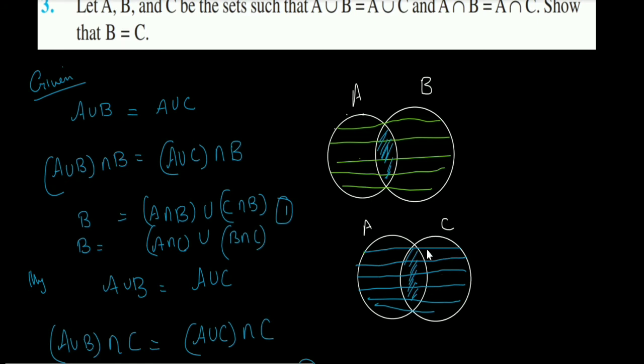A union B is equal to A union C, and A intersection B is also equal to A intersection C. And already A and A are equal. What is left? B and C. So B will be equal to C. It's very clear in the Venn diagram because A union B, the full region is equal, and this part is also equal. This part A, that is finally the set B will be equal to C.